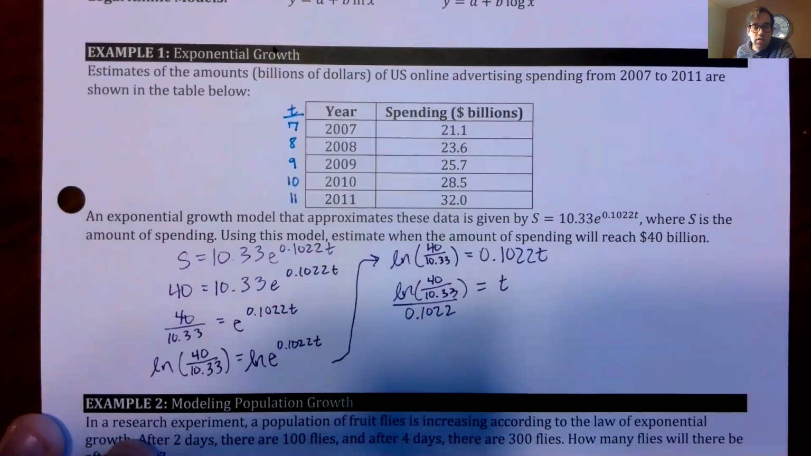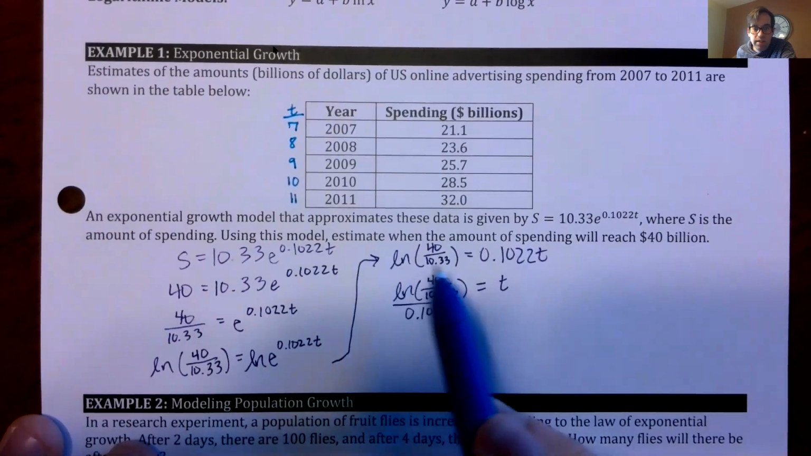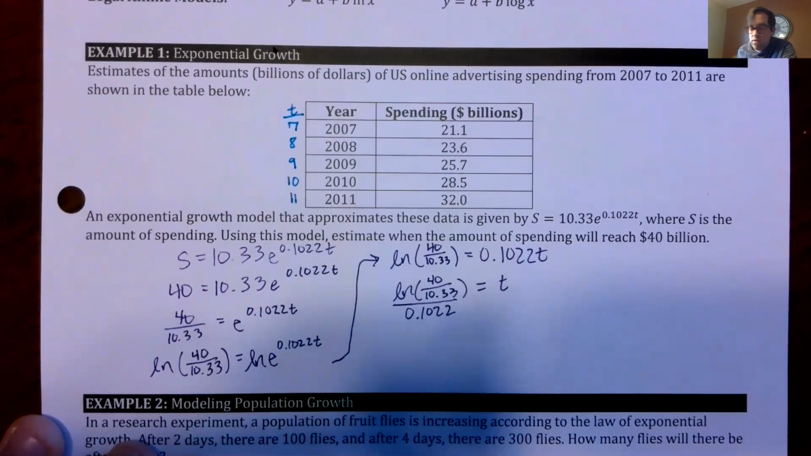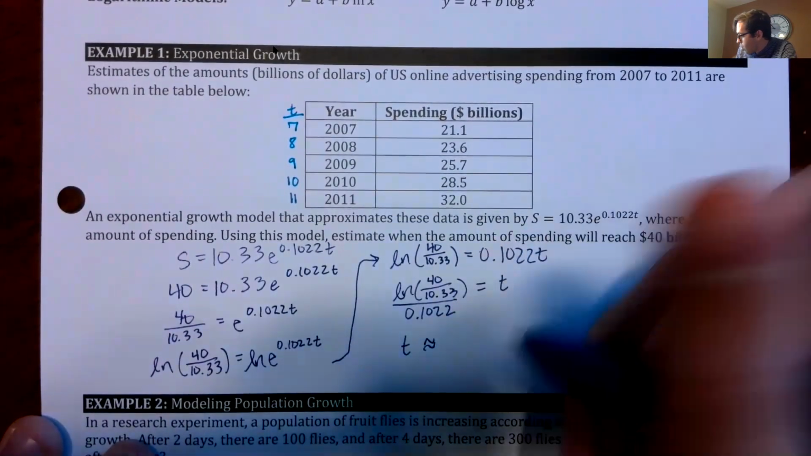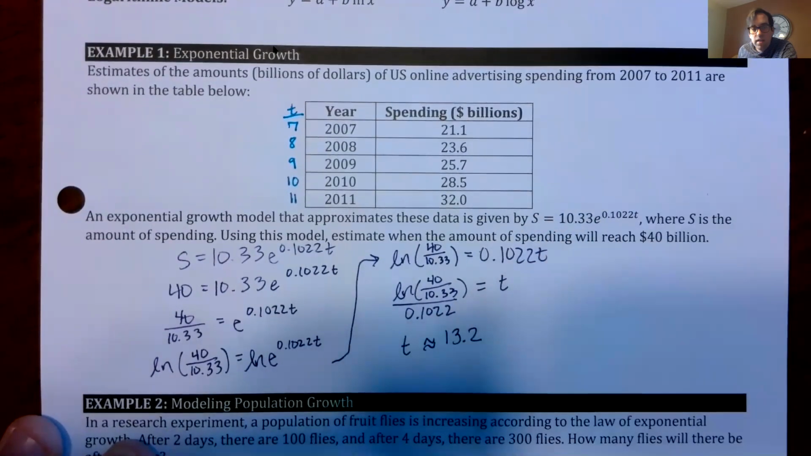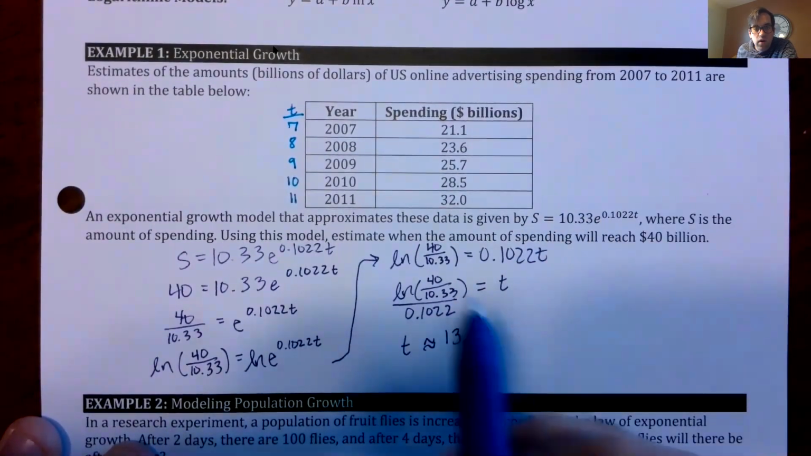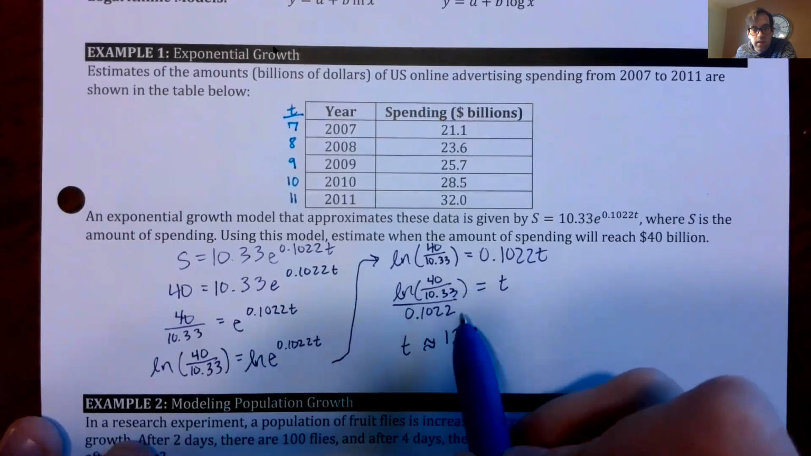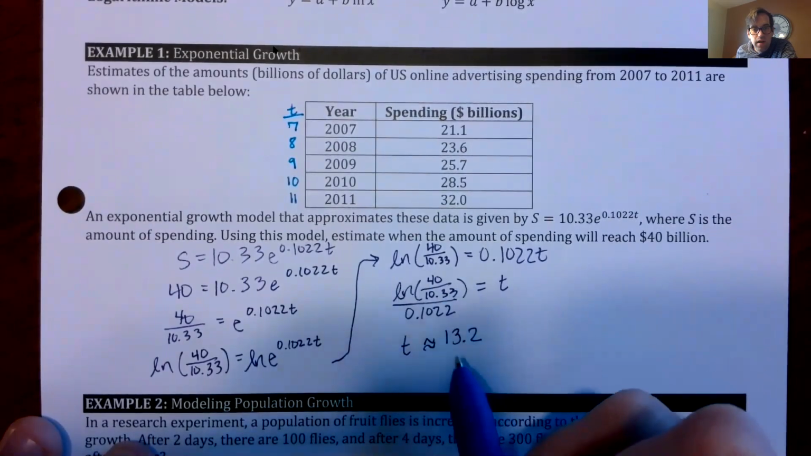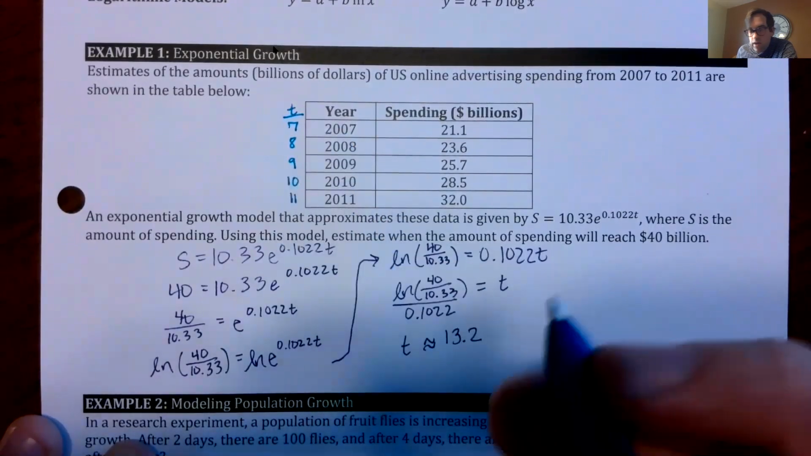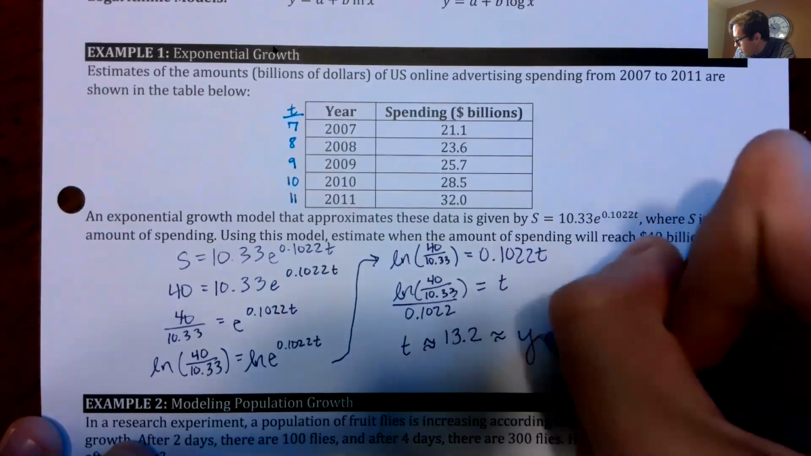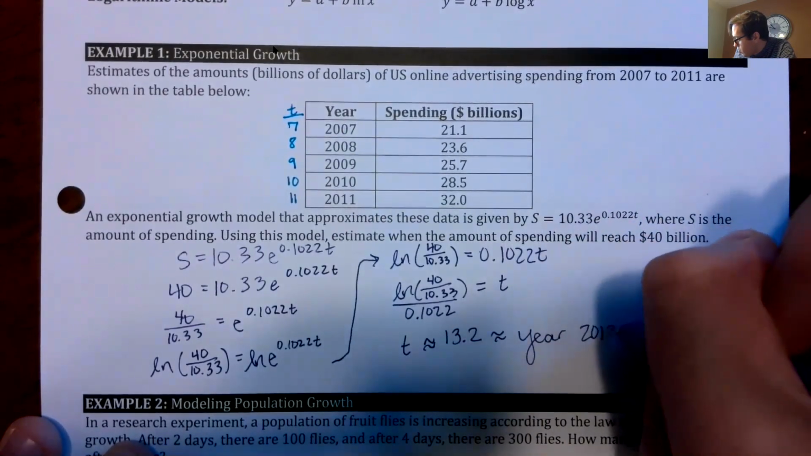Now that doesn't really answer the question: estimate when the amount of spending will reach $40 billion. That's what this represents, but that's kind of a mess. So what I would do is type this expression into a calculator, and we will get that t is approximately 13.2. That's the decimal approximation of this expression. And if we look at our years, 13.2 is going to be during the year 2013. So that is approximately the year 2013.